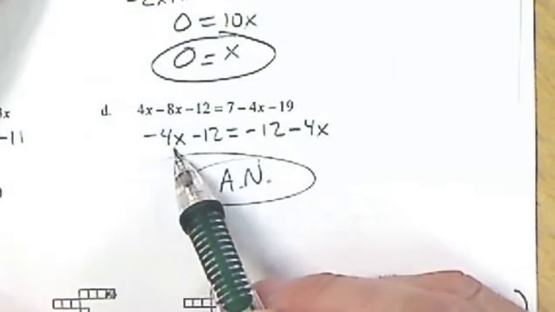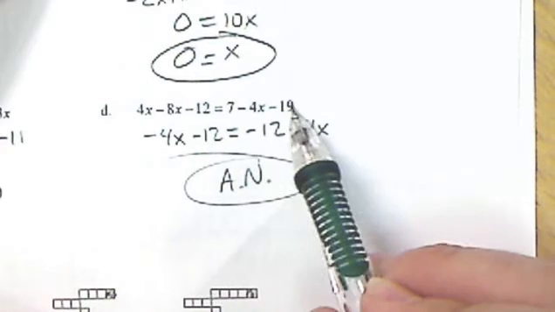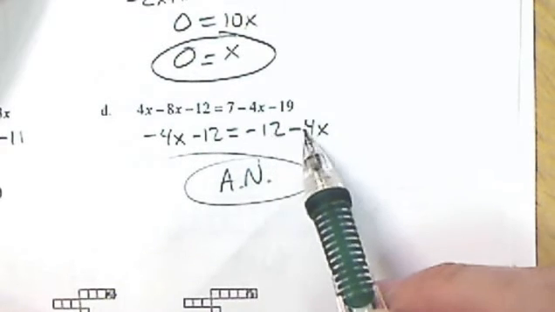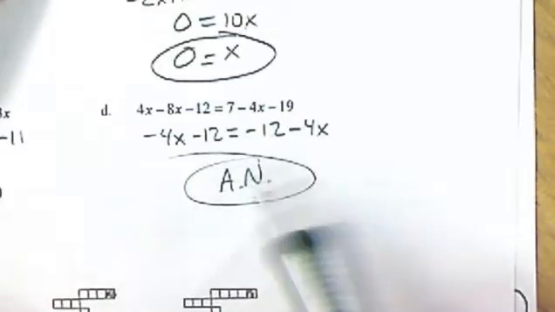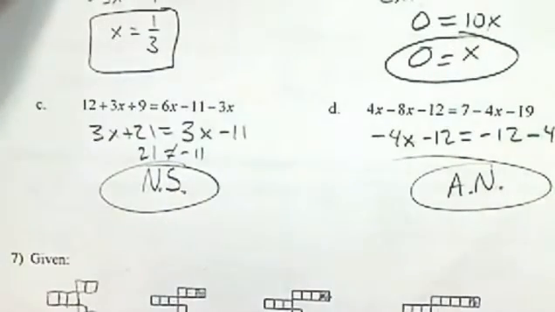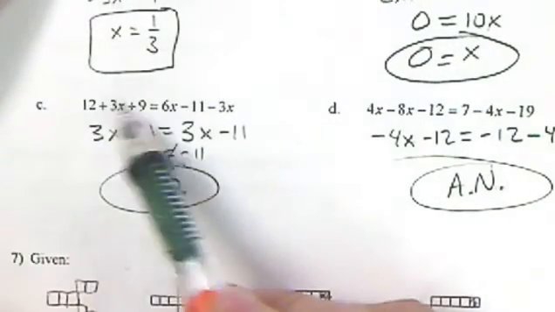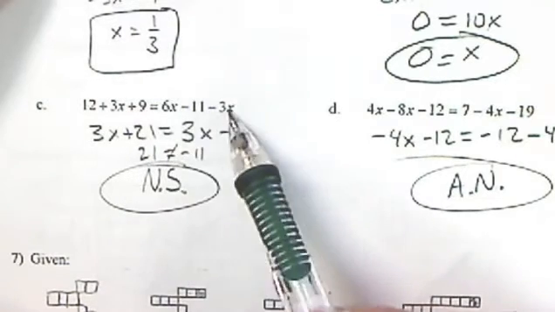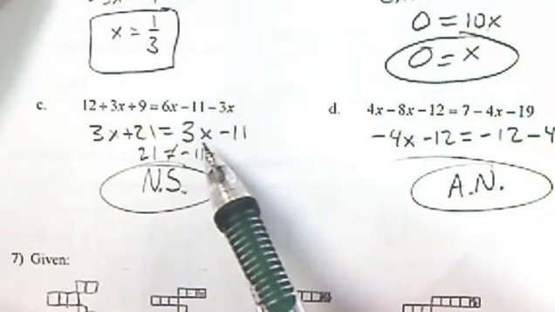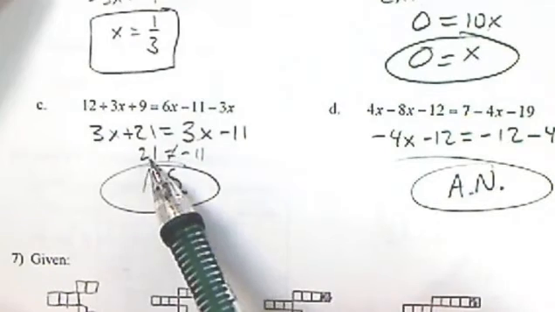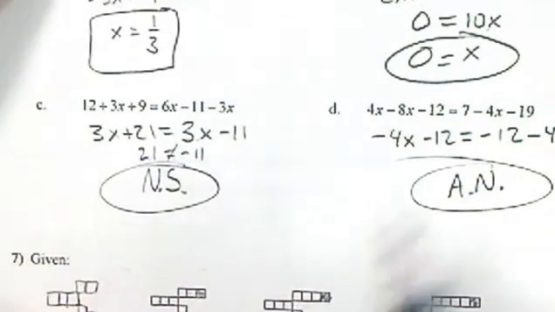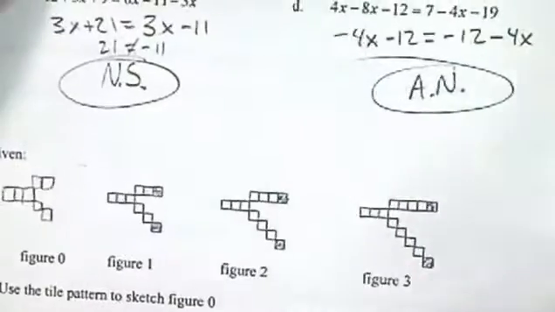Combine like terms. I have the same thing on each side, so that means any number would work. Combine like terms. And when I subtract 3x from both sides, I get 21 is equal to negative 11. No, that's never true, so it's no solution.